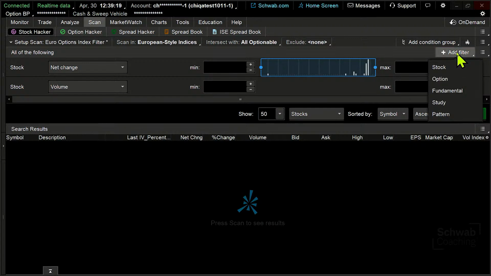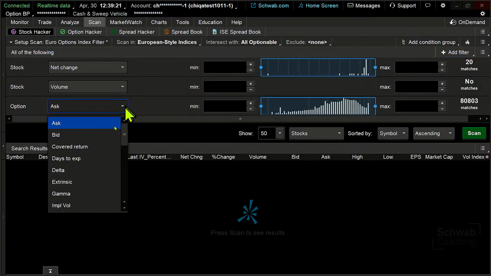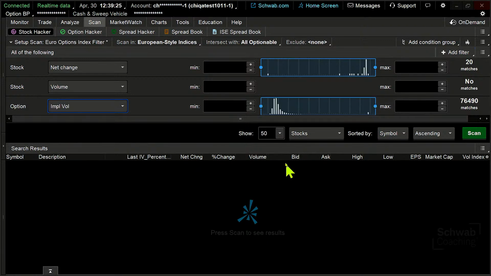Let's put one of these filters on here. Let's put on an option filter, and right here we can put implied volatility on as a filter in running a search. So we can run a scan based on that implied volatility number, and you can choose to filter in high implied volatility or low implied volatility.